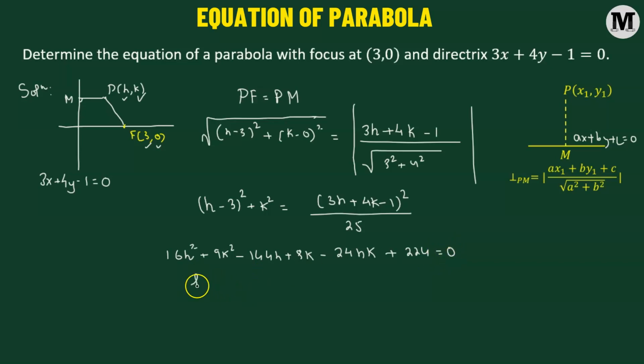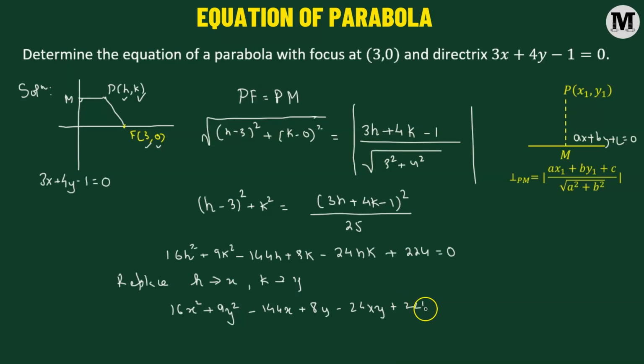Now to find the equation of the parabola, we'll have to replace the value of h with x and the value of k with y. That's going to give us the equation of the parabola. So we finally get 16x squared + 9y squared - 144x + 8y - 24xy + 224 = 0. So this is going to be the required equation of the parabola with focus at (3, 0) and the directrix equation given by 3x + 4y - 1 = 0.